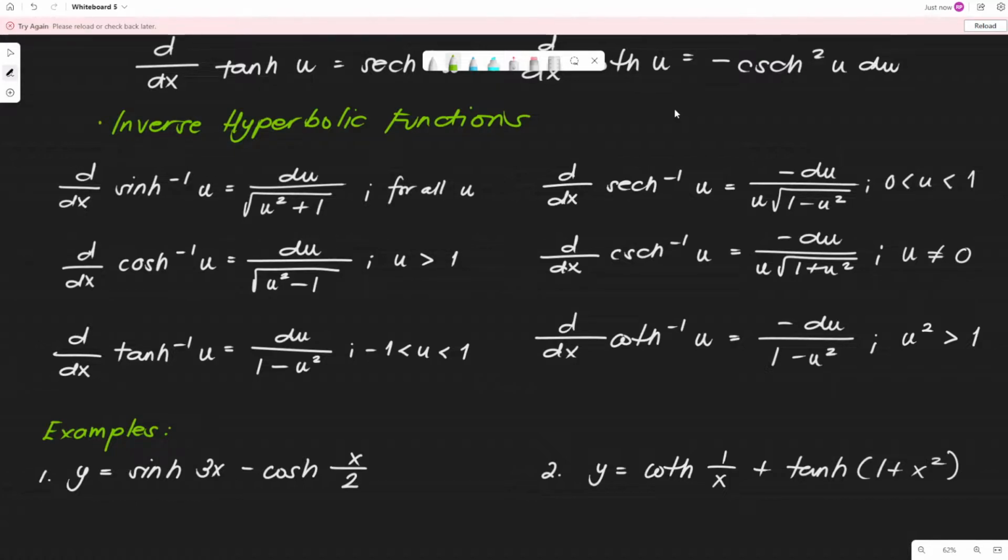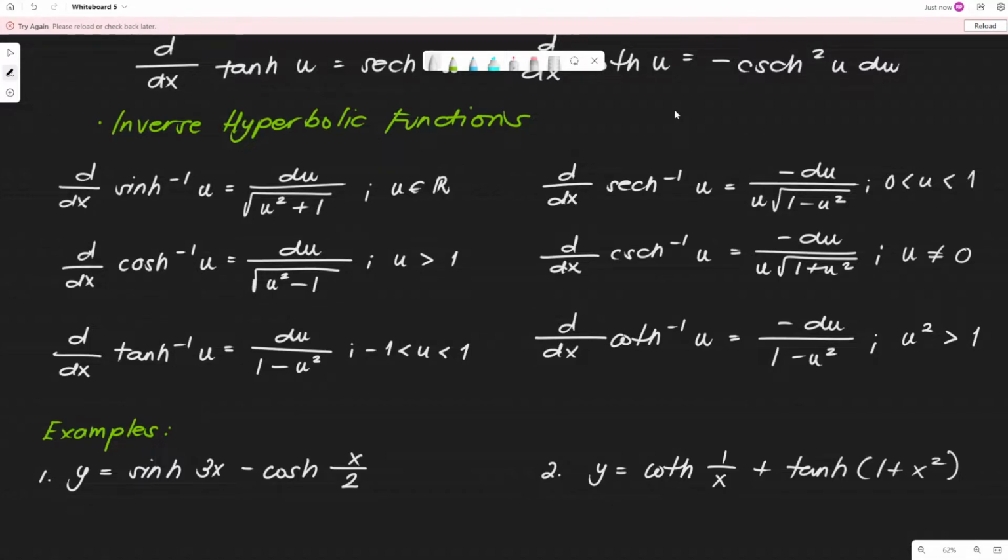So we have the derivative of inverse or arc hyperbolic sine u is equal to du over square root of u squared plus 1, where the value of u is valid for all values, meaning u is an element of the real number system, so it can take any value. Now then we have the arc hyperbolic cosine u, so that is du over square root of u squared minus 1, where u should be greater than 1.